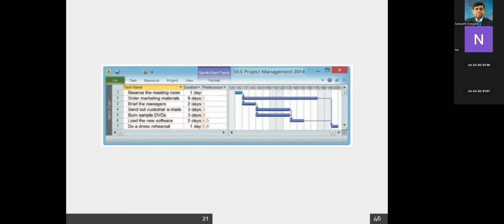So that's what you will notice here as well. You can see it's like an Excel-like chart. You see the task name, duration, and then exactly it will tell. Right. So this is something we are going to develop.